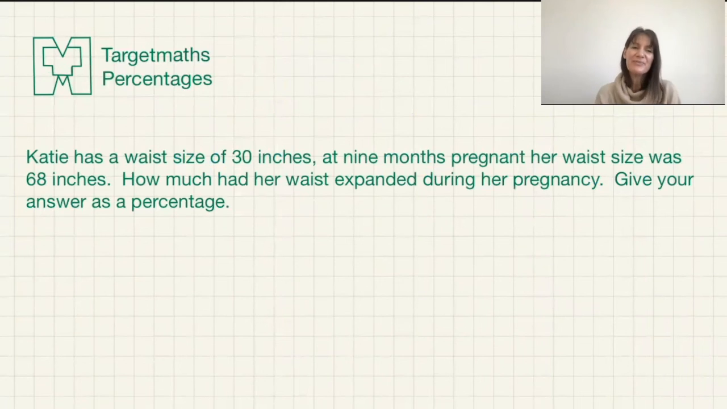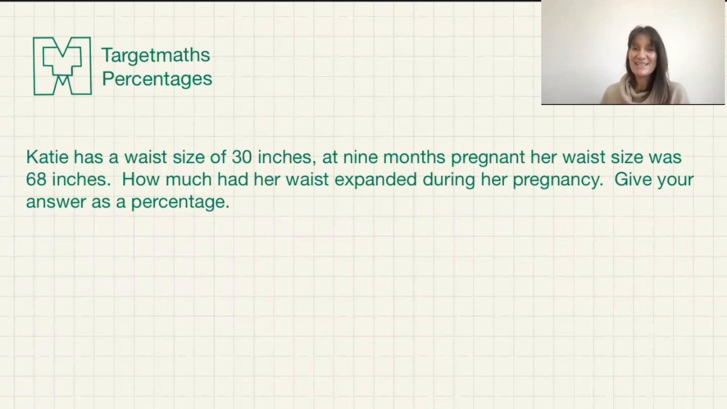There you go. Have a read through, hit pause and press play when you're ready. Okay, so Katie has a waist size of 30 inches. At 9 months pregnant, her waist was 68 inches. How much had her waist expanded during her pregnancy? Give your answer as a percentage.